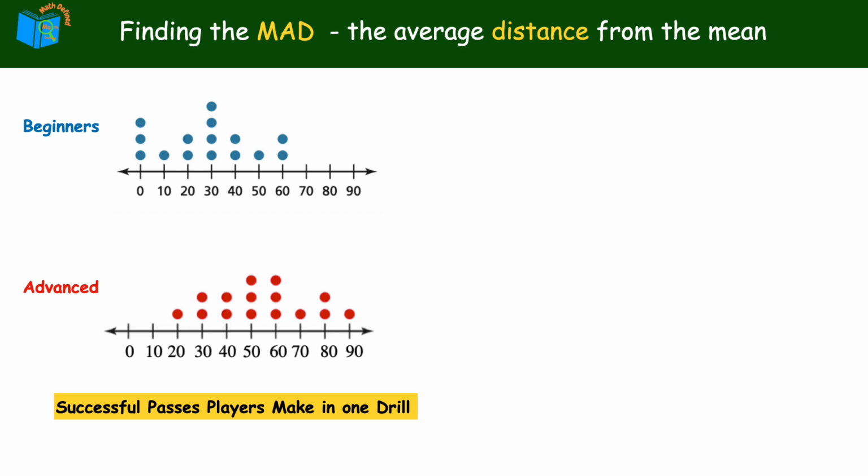Before we can find the MAD, we have to go back to something we've already found, the mean. The MAD measures distance from the mean. So that mean we calculated, that's our starting point. Let's begin with the beginners. Their mean is 28 passes.